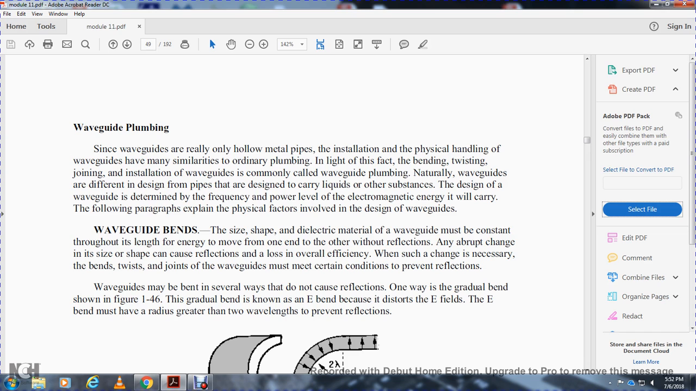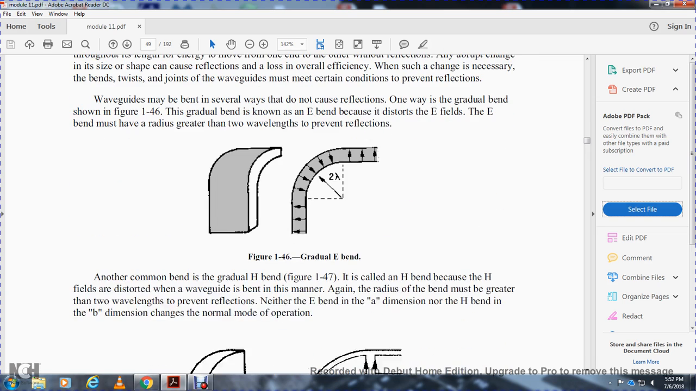Waveguides may be bent in several ways that do not cause reflections. One way, the gradual bend, is shown in figure 146. The gradual E bend is known as the electric bend because it distorts the electric fields. The E bend must have a radius greater than 2 wavelengths to prevent reflections. Gradual bend, 2 times the wavelength.